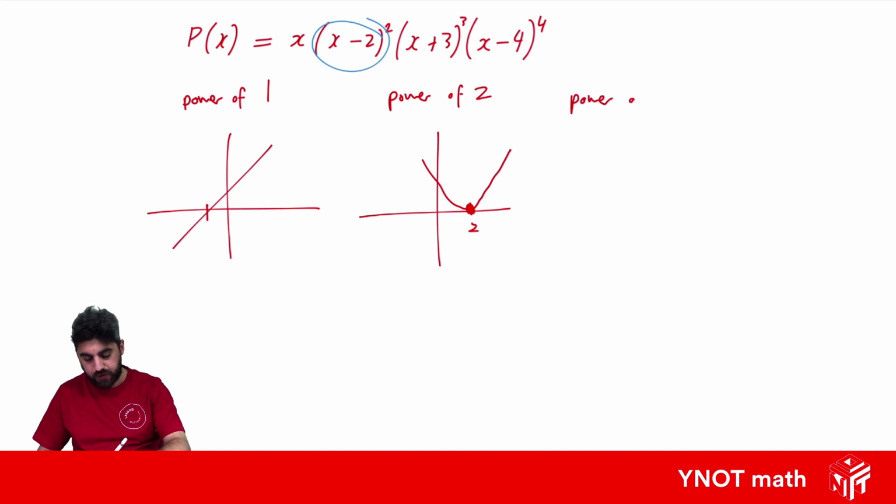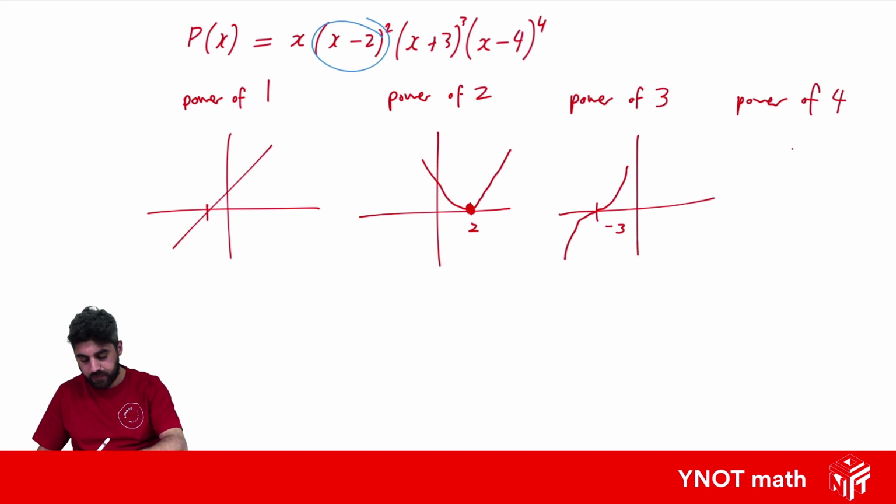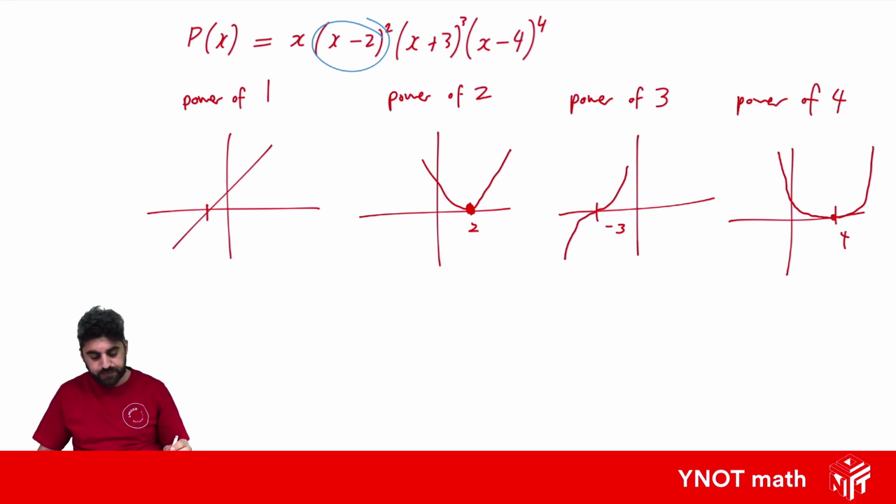For a power of 3, in this example it would be going through -3, we get a cubic function going through that factor. And a power of 4, in this example we'd be looking at 4, we'd get a quartic function, which is kind of like a flat parabola touching at that factor.